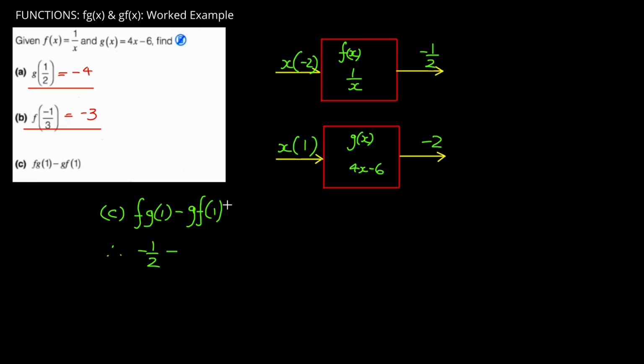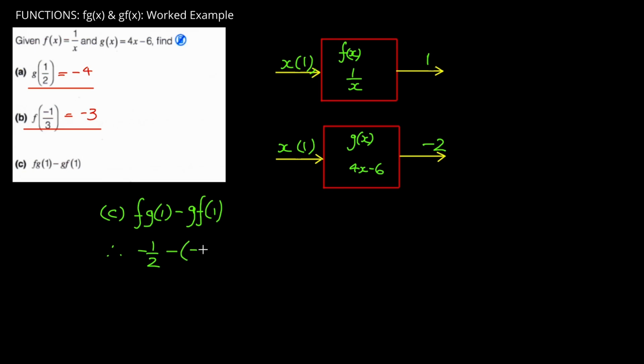Then we take away this term. Now, first of all, we need to find it from the f box with 1 going into it. Here's the f box. So we've got 1 on our input here. If we've got 1 on our input, 1 over 1 is simply 1. Now we put 1 into the g box, so this is an input of 1. 4 times 1 is 4, take away 6, negative 2. So our answer here is negative 2.